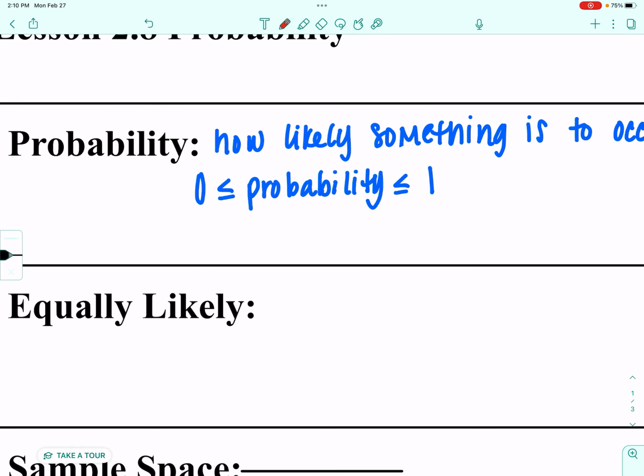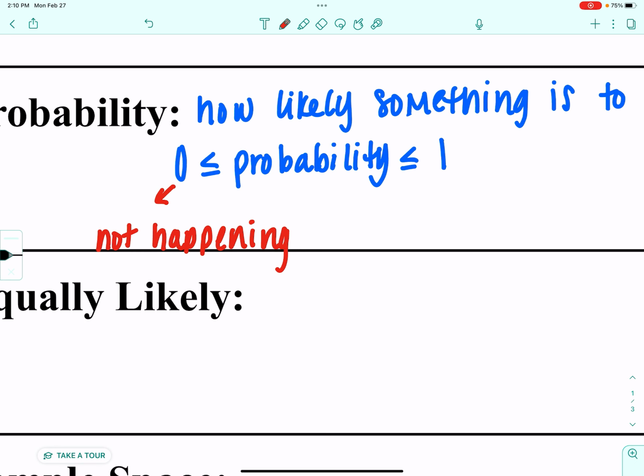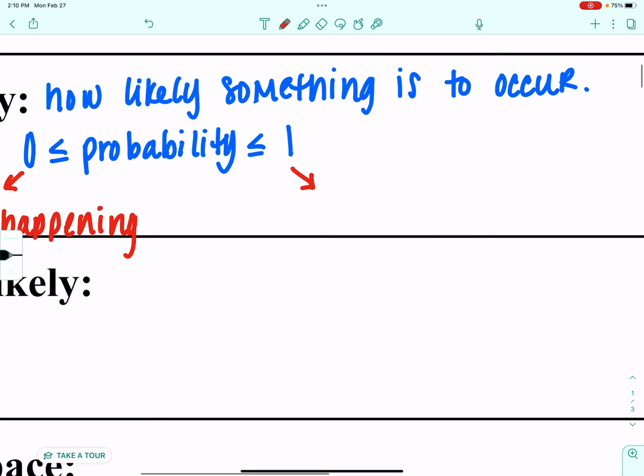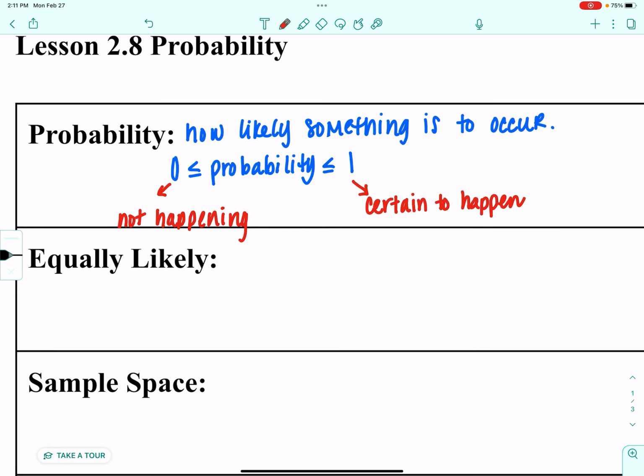While we're talking about that inequality, if something has a probability of 0, that means it's not happening. That would be like the probability of it raining elephants tomorrow. It's not going to happen. A probability of 1 means the thing is certain to happen. 100% chance that that event is going to happen.